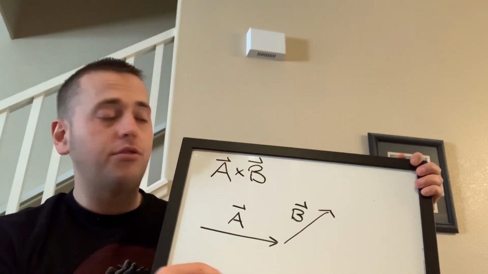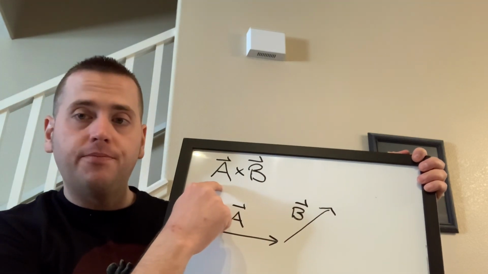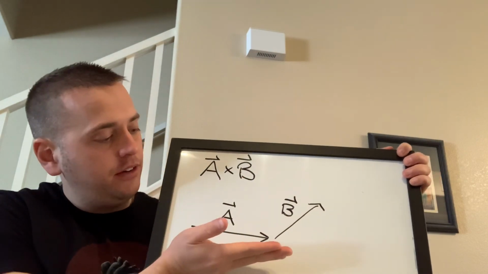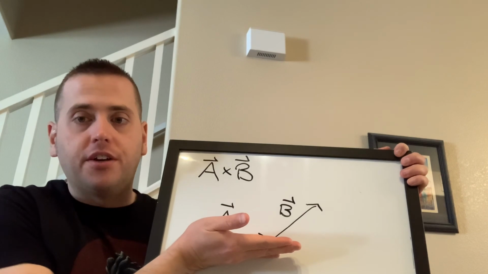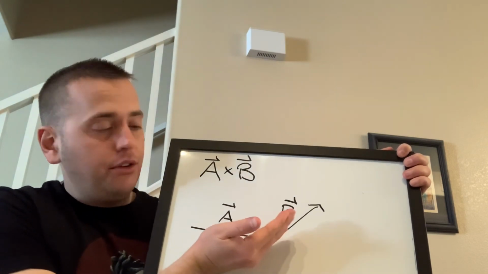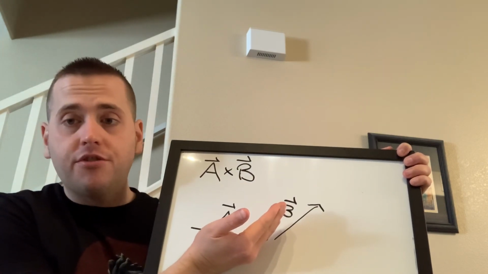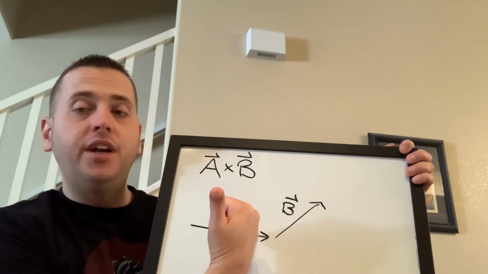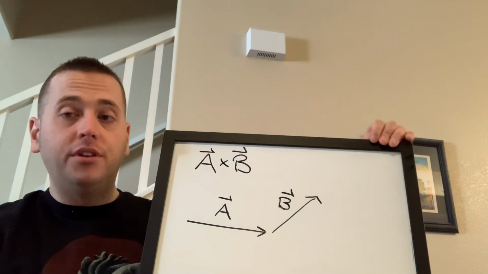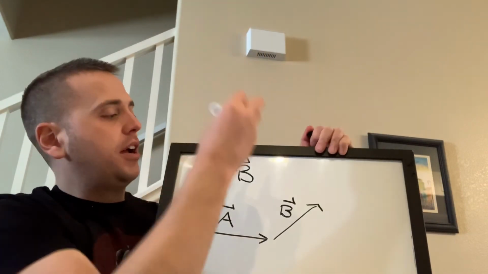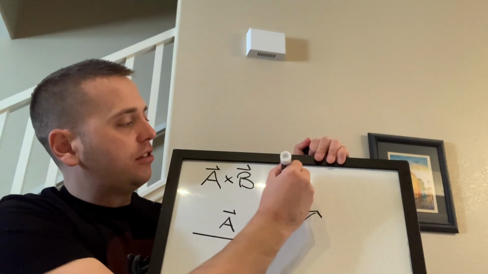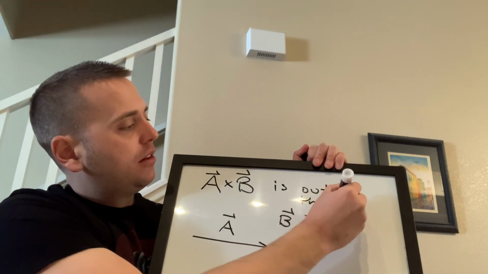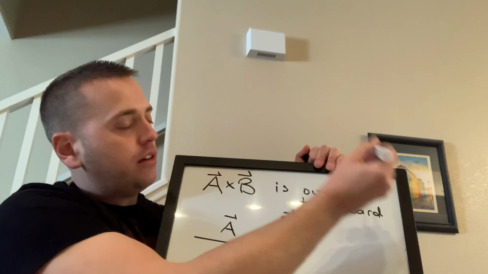So here's how it goes. We take the first vector, which is A, and we point the fingers of our right hand in the direction of that first vector. And then we curl those same fingers in the direction of the second vector, which is B, leaving your thumb pointing out of the board. So in this case, we determined using the right-hand rule that A cross B is out of the board. Okay, so that's how it works.